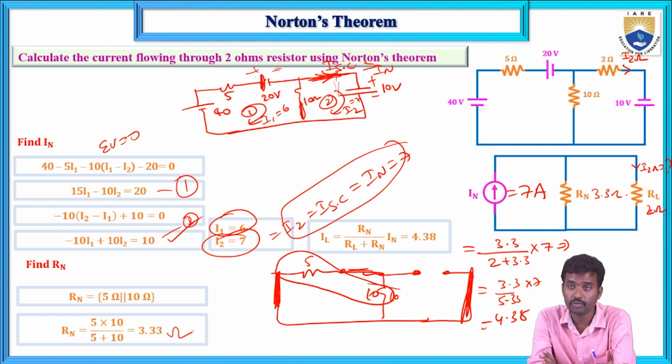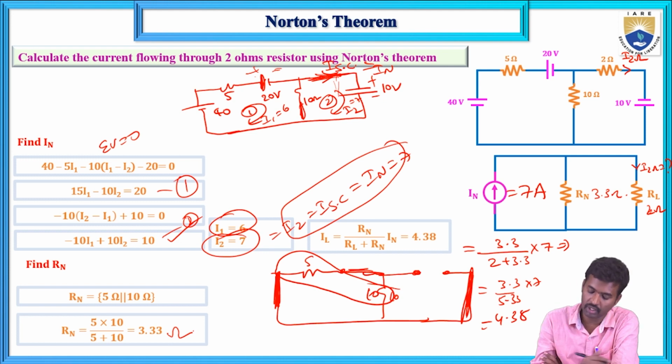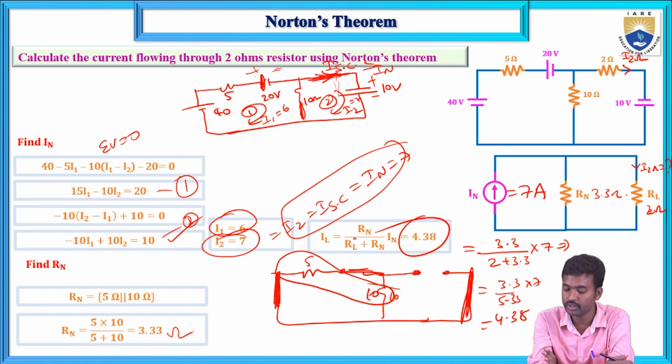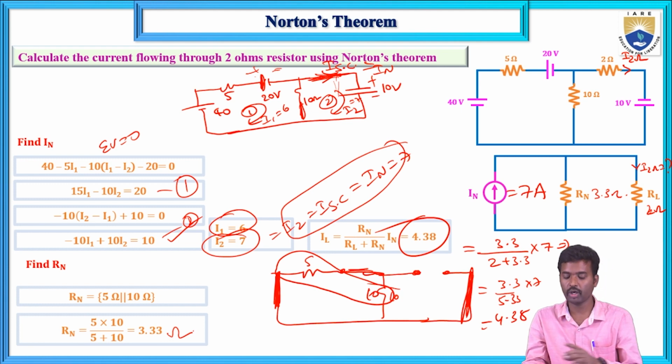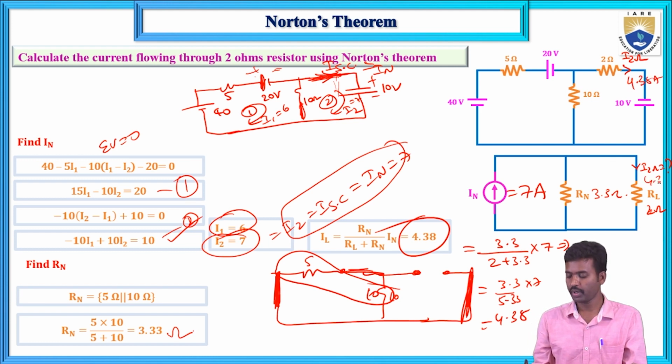In all the theorems, from mesh, superposition theorem, Thevenin's theorem and Norton's theorem, I took this problem as common. I solved this problem using Norton's, Thevenin's, superposition theorem and mesh analysis. In all the cases this value is 4.38 amperes.